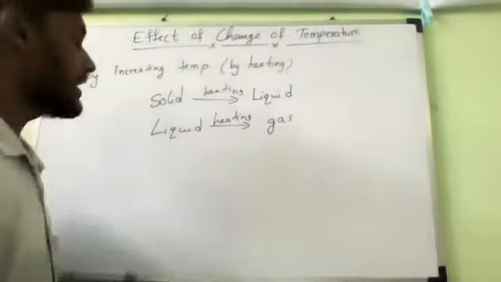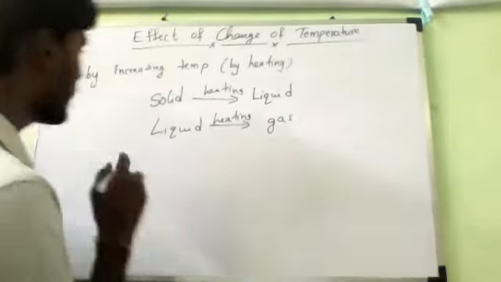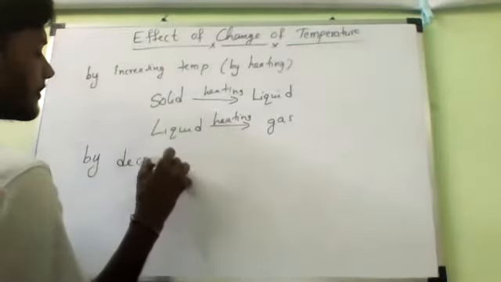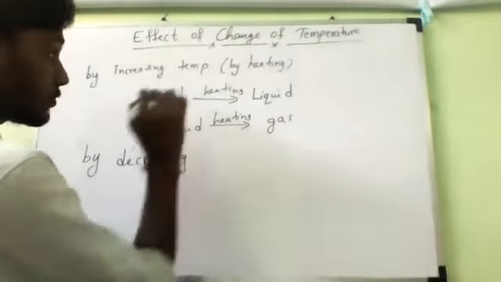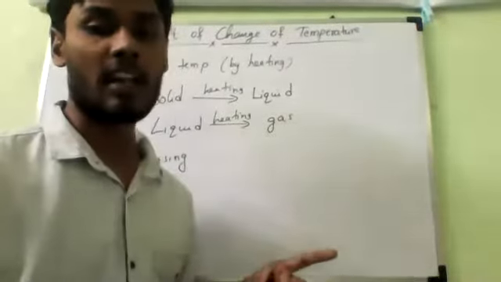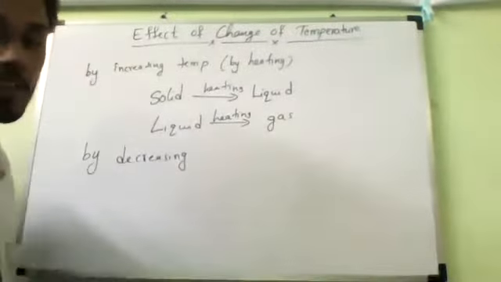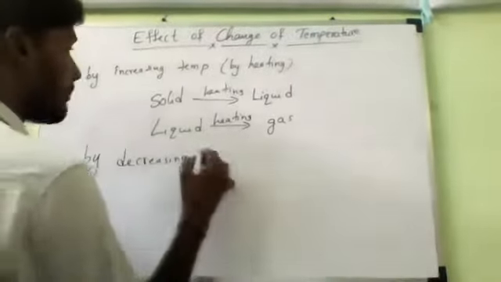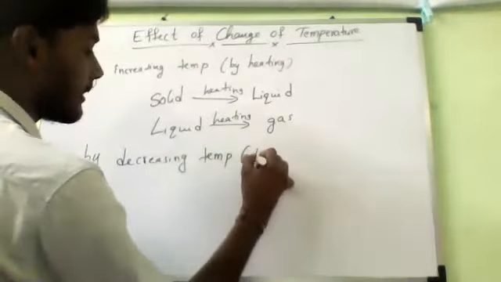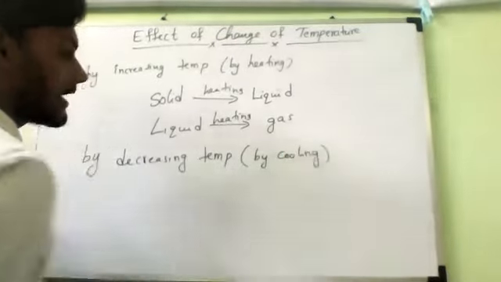Now, by decreasing temperature, in the sense of by cooling. Because we are now discussing only temperature, the pressure is constant. What is the pressure now? 180, constant pressure. Everything is fixed at constant pressure. By decreasing temperature, what is the process called? Cooling. Heating and cooling.